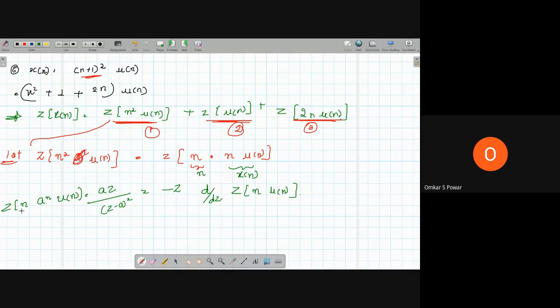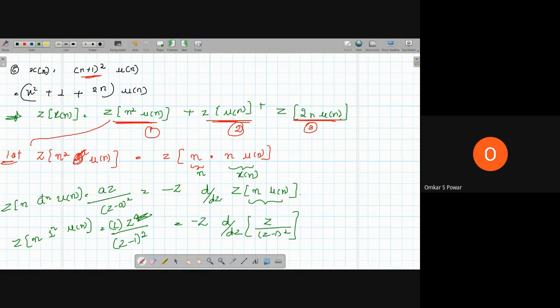So today's first problem I have solved. So z transform of n a power of n u of n. You observe this one. So what we have, z transform of n, so a here is 1, and u of n. Okay, so a into z divided by z minus a the whole square. So a is 1 into z divided by z minus 1 the whole square. So this is your z transform. So minus z d by dz of z by z minus 1 the whole square.